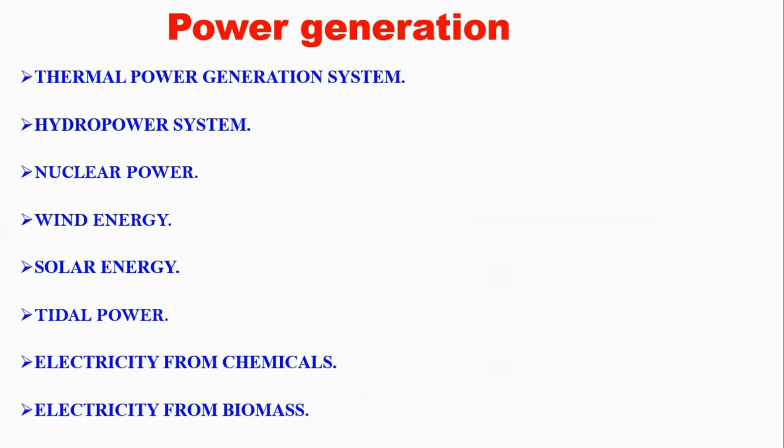Power generation, very important. Please remember what power generation is, where the power is produced. The types of power generation: thermal power generation, hydro power generation, nuclear power generation, wind energy, solar energy, and tidal energy with the help of a tide. Tides are the big waves which come in the sea, and through that also you can generate electricity. Electricity from chemical, electricity from biomass. Nowadays we don't use biomass, but chemical energy, solar energy, wind energy, and thermal power are the important points. I will explain those one by one.